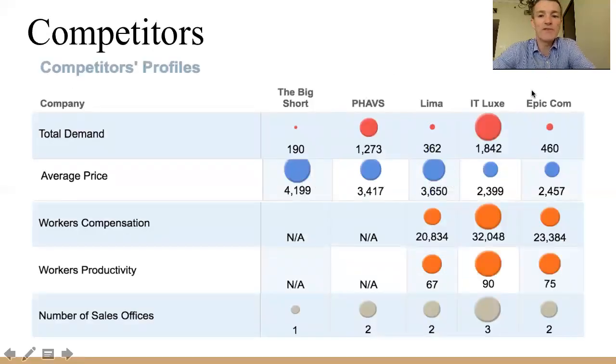Now we're getting a bit more visual. This is a nice slide. I like this. Easy to digest. Although there's a lot of data here, with demand, price, compensation, the size of the circles really makes it easy for us to see. Really clear here, like it.